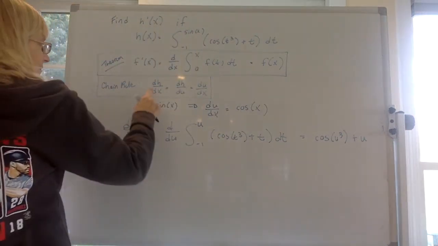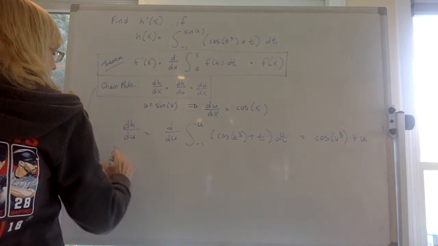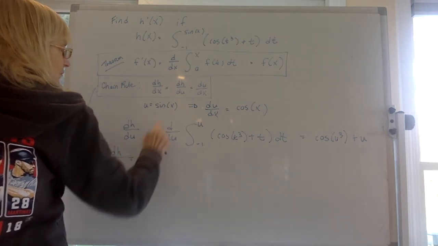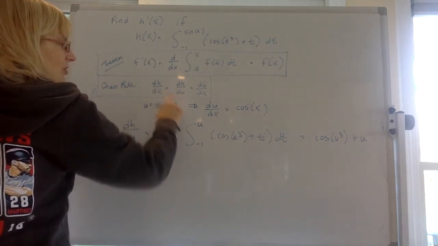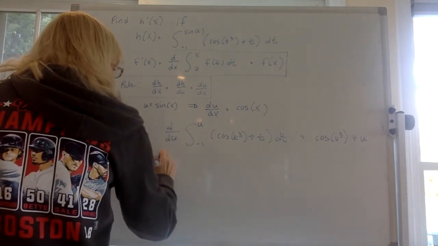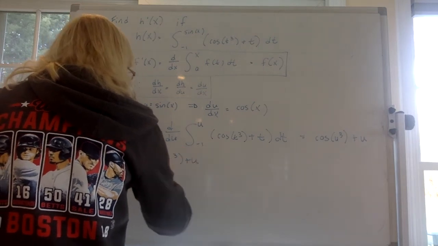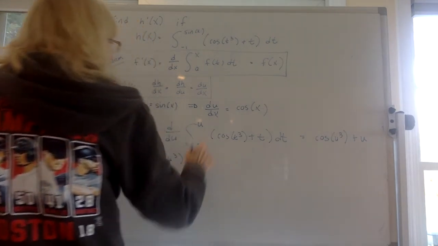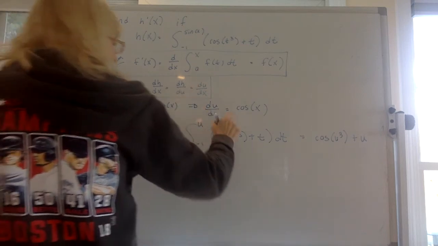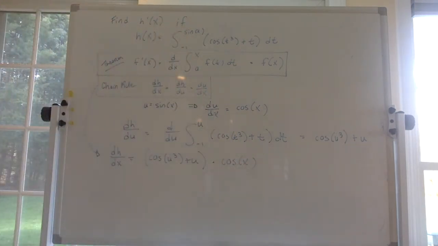Okay, so now we can just go back to our chain rule. So our dh dx, which is what we're looking for, is equal to dh du, which is cosine of u cubed plus u, times our du dx, which is cosine x. Okay, so then the last step that we have to do is just do our substitution.